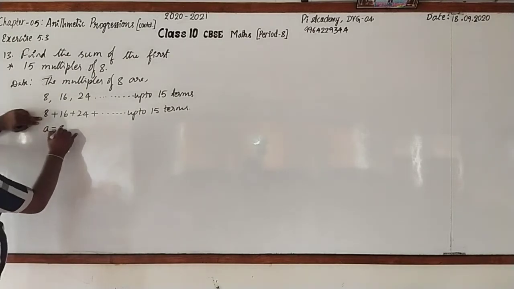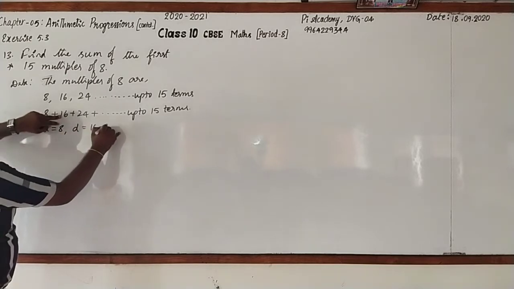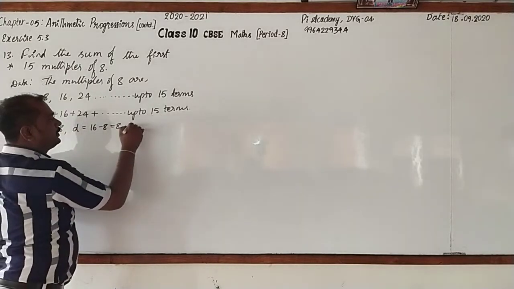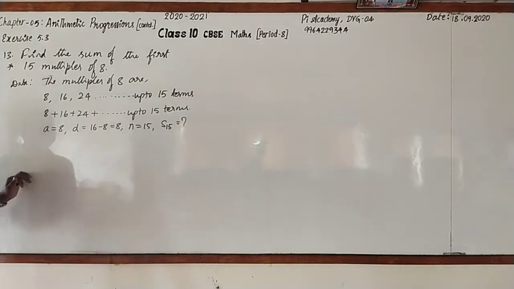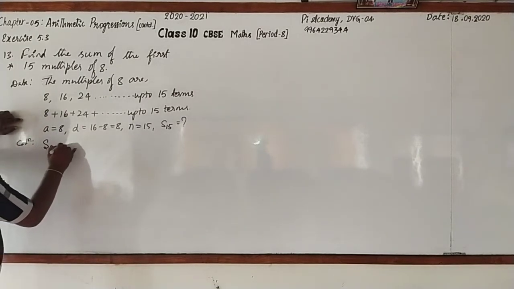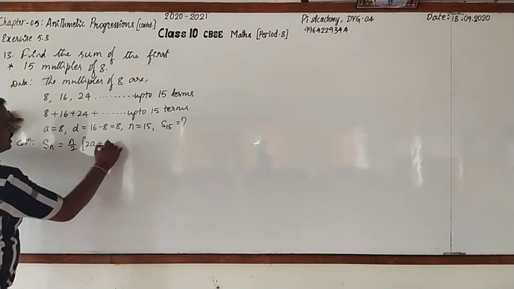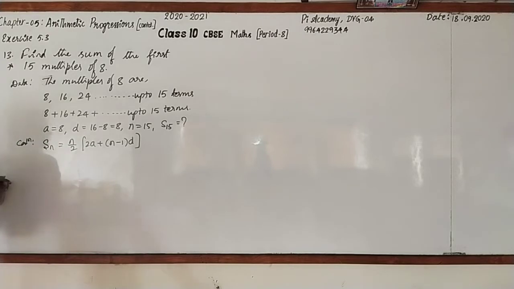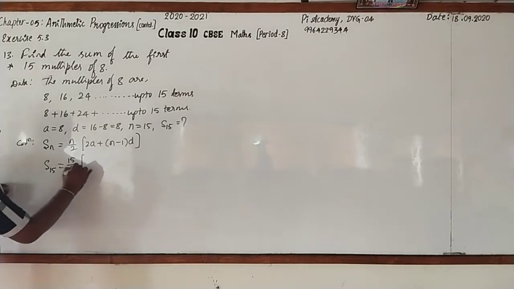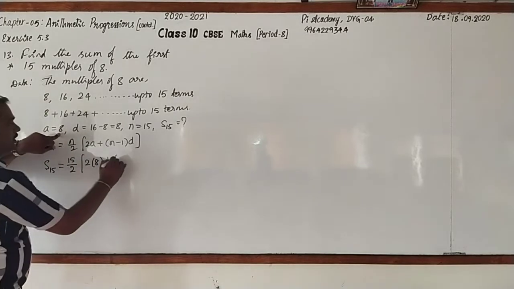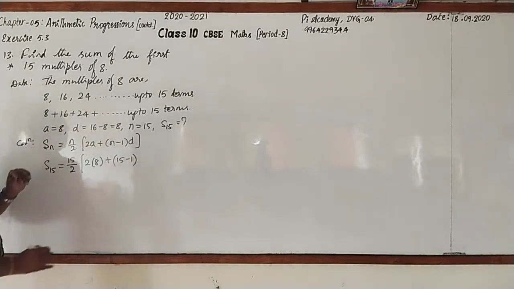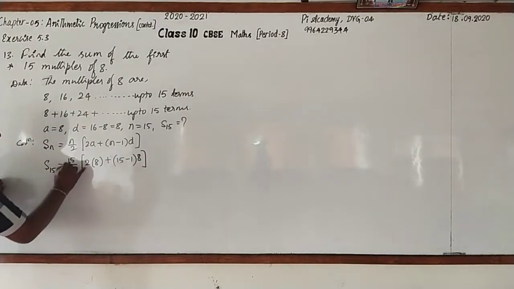A is 8, D is 16 minus 8 is 8, number of terms 15. So n is equal to 15. Then you are going to find out. Let's go for calculation. What is the formula? It is Sn equal to n by 2 into 2a plus of n minus 1 into d. S15 is equal to 15 by 2 into 2a, 2 into 8 plus of n. N is 15 minus 1 into d. It is 8.